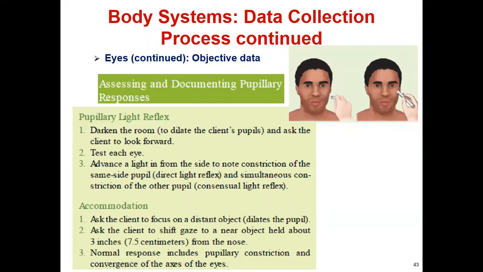When the room is darkened, it dilates the pupil. And when light falls, we test, and we test each eye. Advance the light in front from the side, and the light constricts the same side pupil. Like in this picture, when you shine the light from periphery to center, the pupil will be constricted. And sometimes the stimulus constricts the opposite eye.